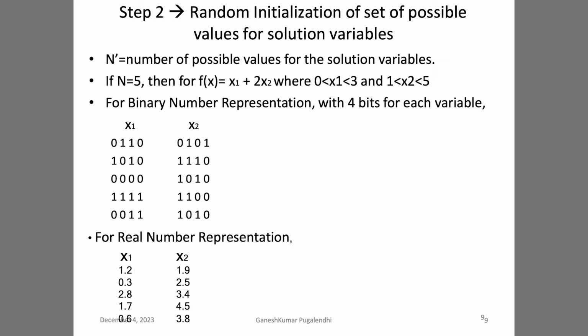So in order to proceed with this step, first you should decide a capital N. So what is this capital N? This capital N is nothing but the number of possible values for the solution variable. So first you have to decide how many possible values I am going to consider for initialization of the solution variable. Say for example, in this presentation, let me take N equal to 5. That means I am going to consider 5 different values for the variable x1 and 5 different values for the variable x2, within the range 0 to 3 and within the range 1 to 5.